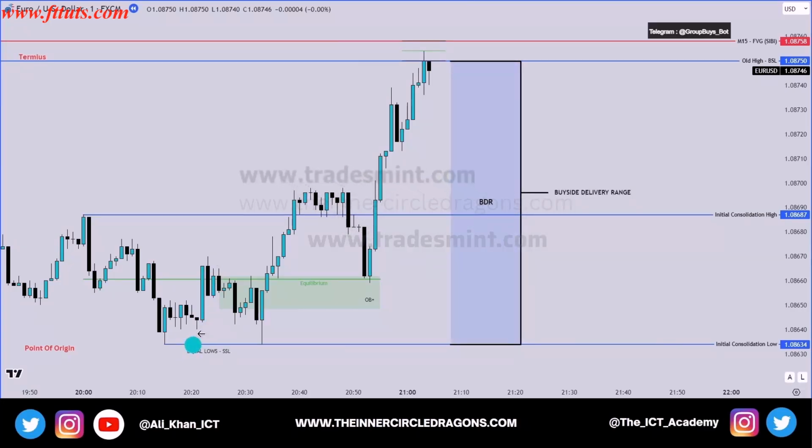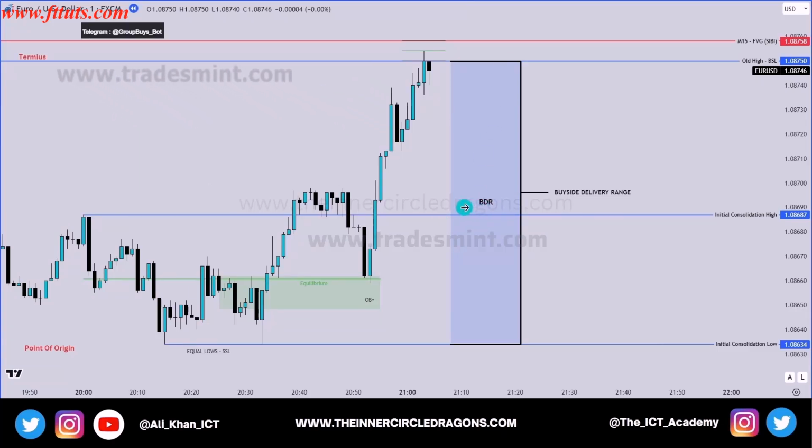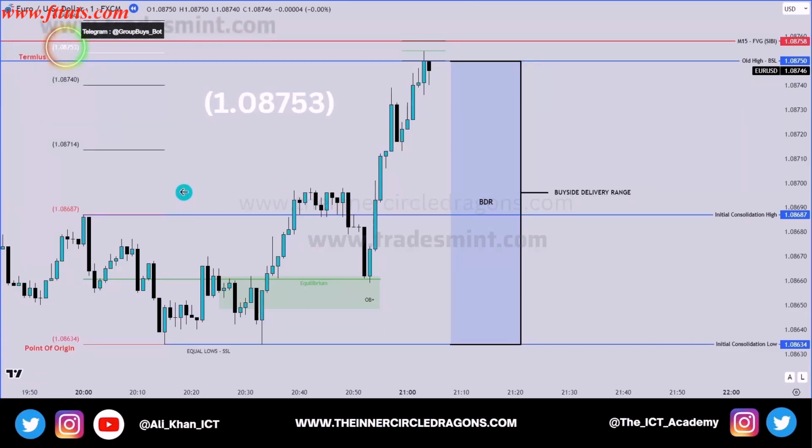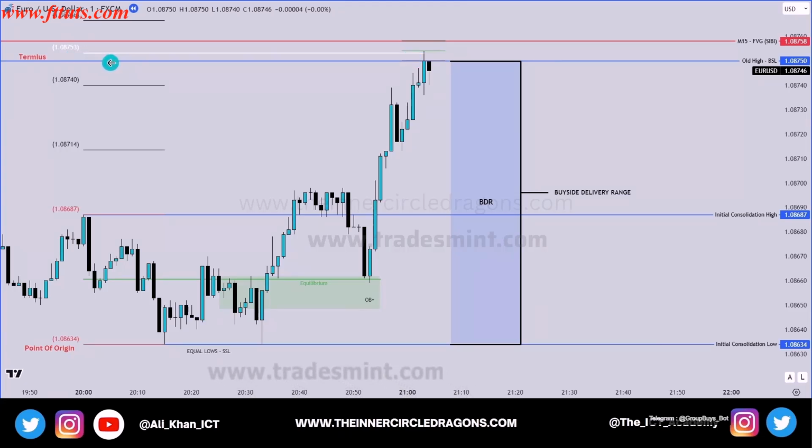From the point of origin to terminus was our buy side delivery range, or our BDR. If you recall, the way we measure our BDR is we take the dealing range high inside of the consolidation to the dealing range low, and we project deviations higher. In this case, 1.25 deviations gives us a high of 1.08753. And we can see how we came very close to that level, which sat above the old high. So this would have been a fairly good target for us.